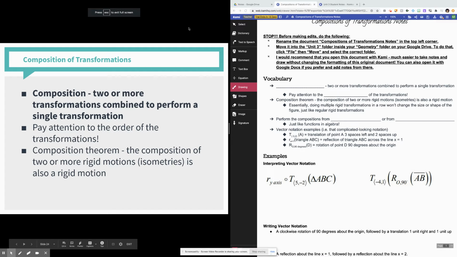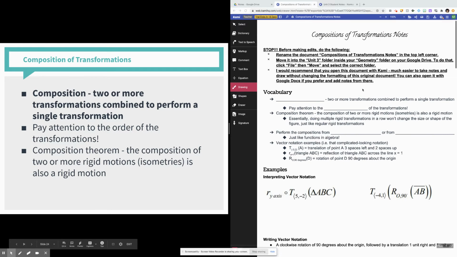Hi, everybody. Welcome to your notes video on compositions of transformations. This is going to look, or hopefully a lot of this will look familiar to you. We're just going to take what we did in the last section and combine it, or do more than one transformation at once. Okay, so here's what a composition of transformations is.